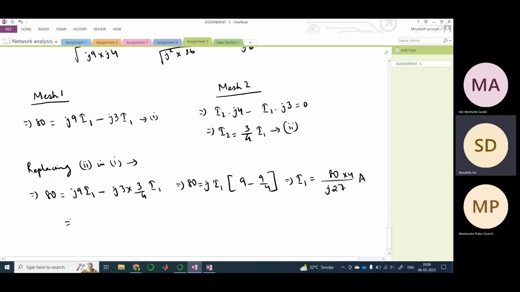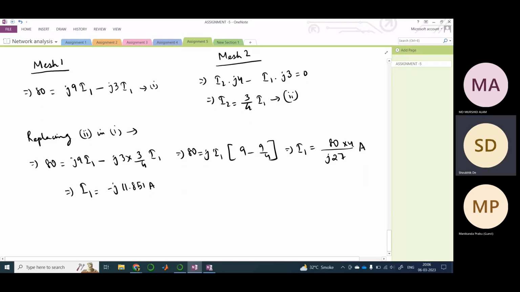So can anyone quickly tell me what is this value? 80 into 4 divided by 27. 11.851. So this is the value of I1, right? And I2 would be what? I2 would be j 11.851 into 3 by 4 ampere.